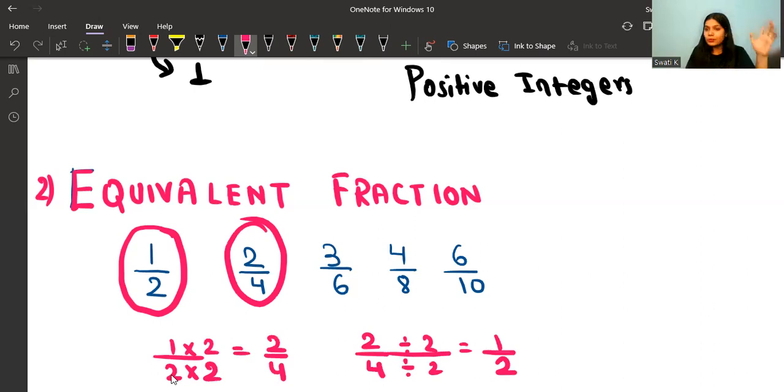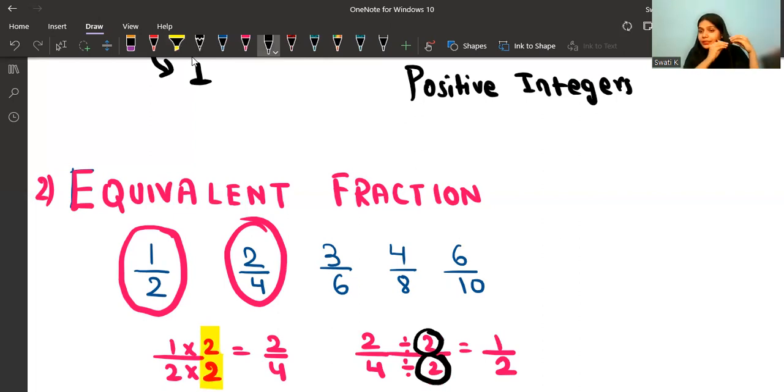So if I do these things like multiplying or dividing by the same number in the numerator and same number in the denominator, such fractions are going to be equivalent fraction. There is one thing that you have to remember, that whatever number you are multiplying in the numerator, it should be same in the denominator. Same case in division as well. So you have multiplied by 2, you have divided by 2 in the numerator. So you have to divide by 2 only in the denominator.